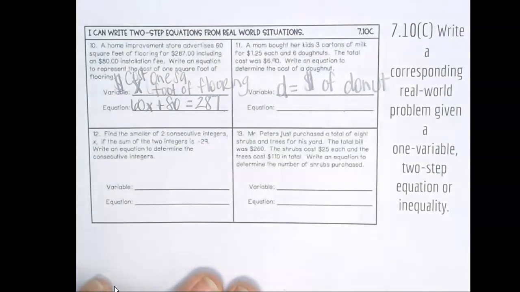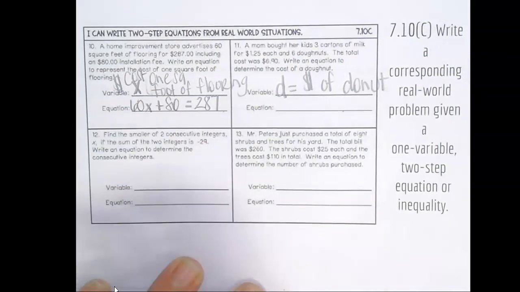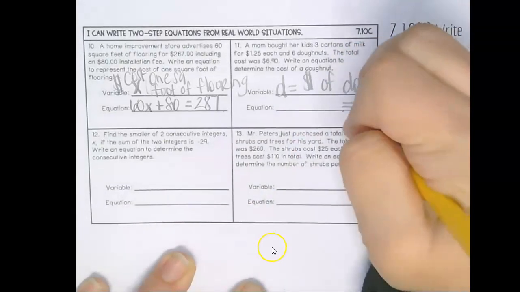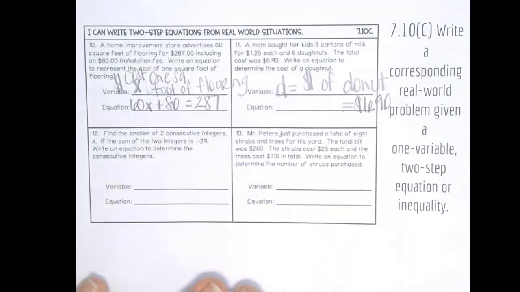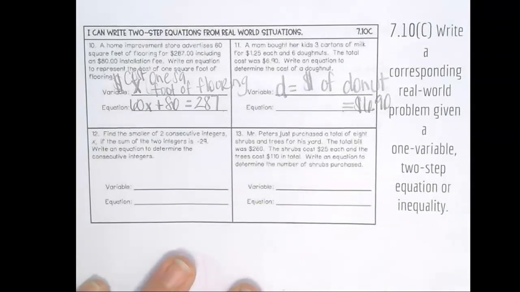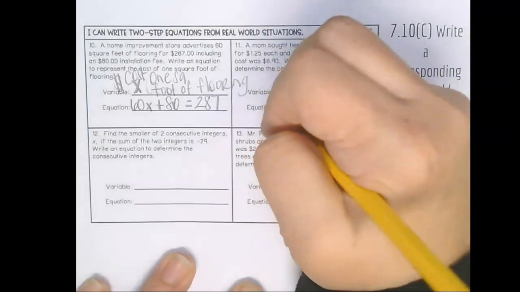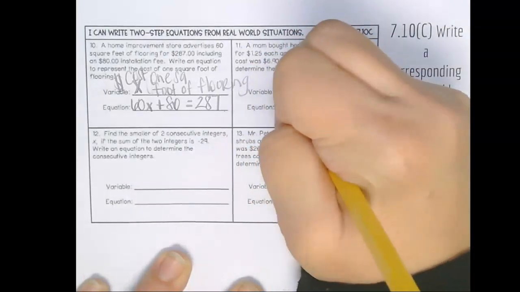She bought her kids 3 cartons of milk for $1.25 each and 6 donuts. The total cost was $6.90. So we can go ahead and write that on the other side of our equal sign. We know that is the amount of money that we are going to spend. She bought 3 cartons of milk for $1.25 each and 6 donuts. So we have 6D plus.